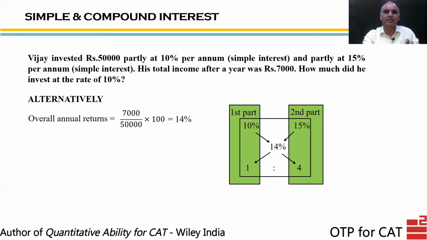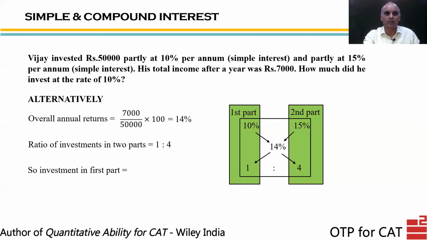Okay. This is the method of allegation with the help of which we are able to find out the ratio of investments in the two options. And so we get the ratio as 1 is to 4. And if I know the ratio, my total investment is 50,000 rupees. So I can obviously find out the investment I have done in 10%, which is 1/5 of 50,000 rupees. And that comes out same as previously, that is 10,000 rupees. So allegation is a slightly faster method compared to the conventional approach.